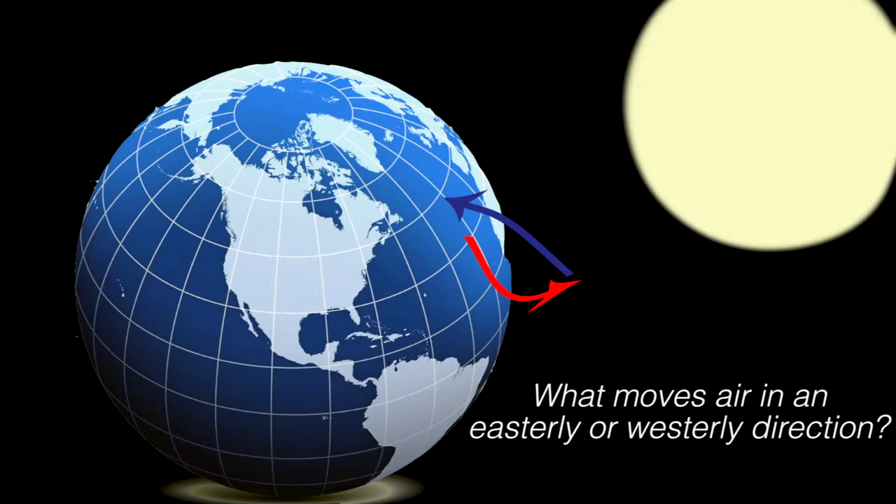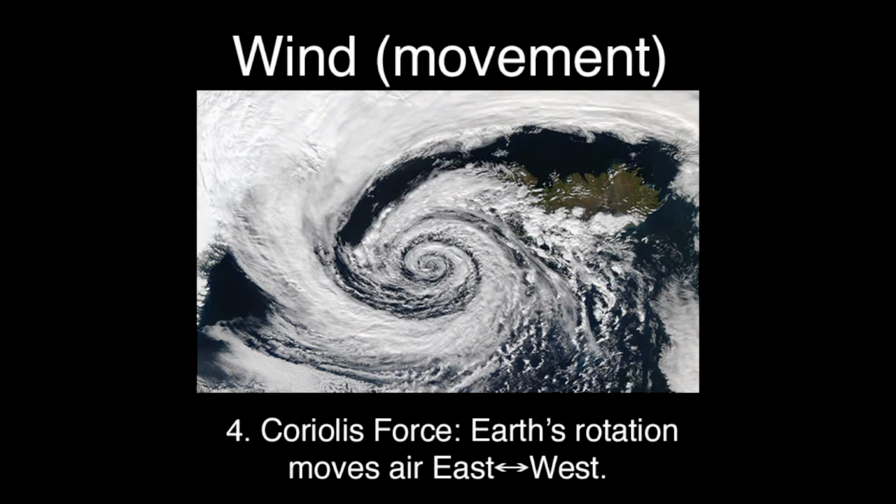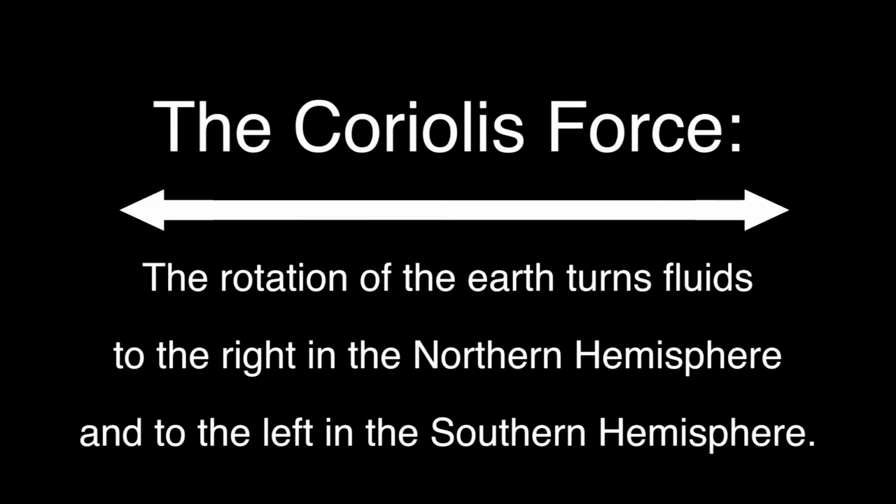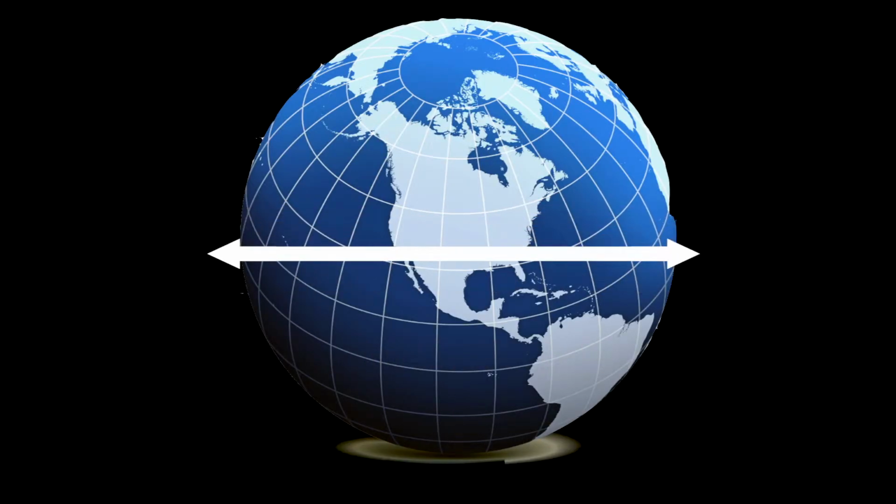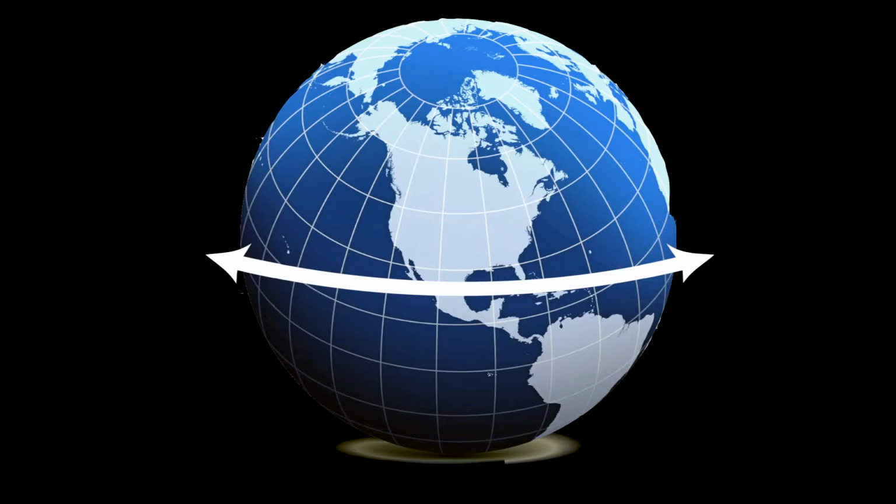And the answer is the Coriolis force. The Coriolis force, which constitutes Rule 4 of our explanation of atmospheric physics, states that the rotation or spin of the Earth turns fluids on the Earth's surface to the right in the northern hemisphere and to the left in the southern hemisphere. We won't go into the scientific explanation of why this occurs because it's too complicated and would take us far afield. But just remember this rule. The rotation of the Earth turns fluids like air to the right in the northern hemisphere and to the left in the southern hemisphere.